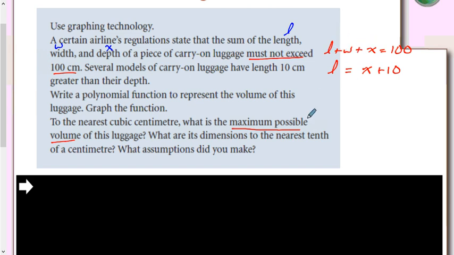Let's continue looking here. We want to write a function to represent the volume of this luggage. So as I look at volume, I can think that the volume will be my length times my width times my depth.